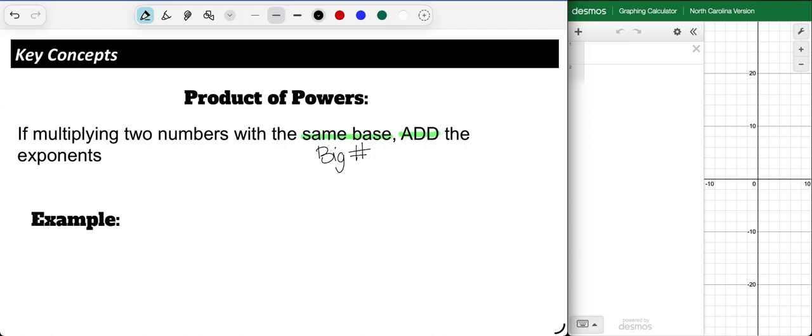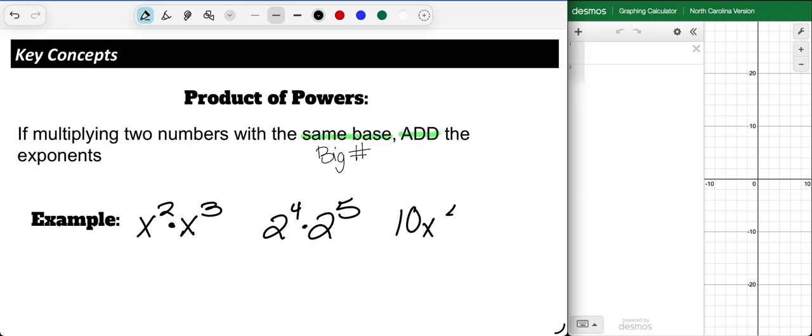So the first one that you could possibly see as an example will be like x squared times x to the third. That's one. Or you can see it as 2x to the fourth times 2 to the fifth. Or you can see it as 10x squared being multiplied to 3x to the fourth. These are all examples of what product of powers could look like.